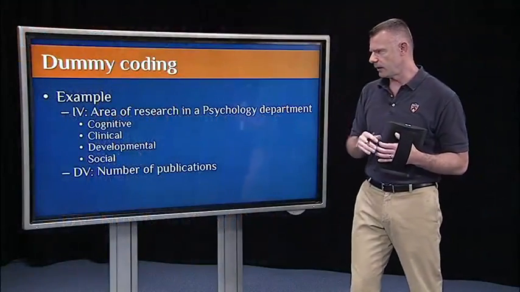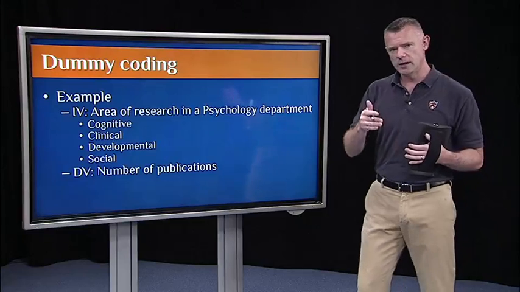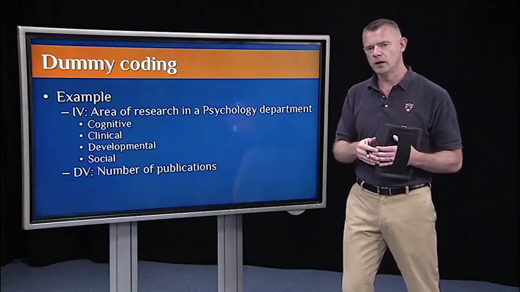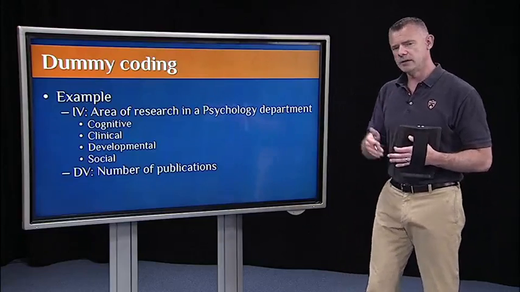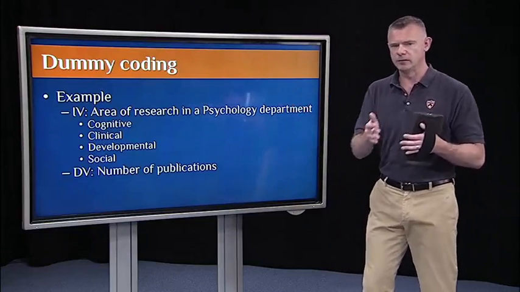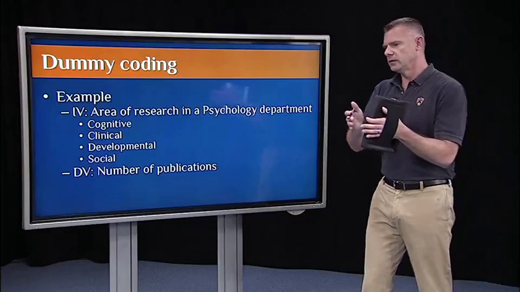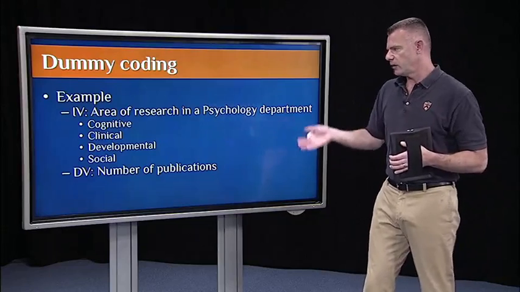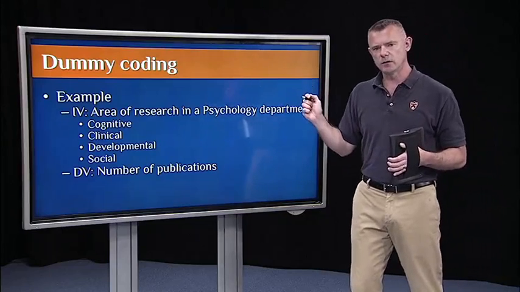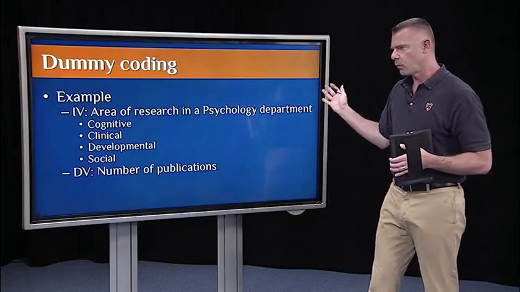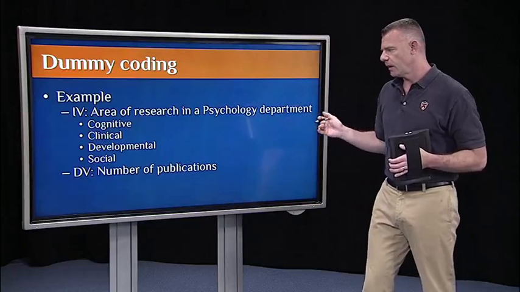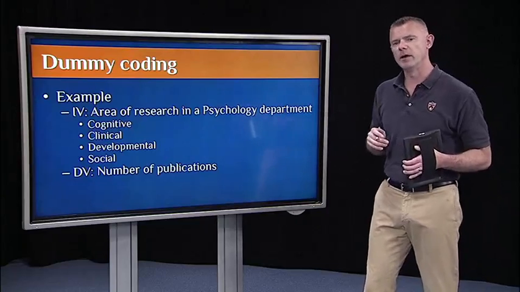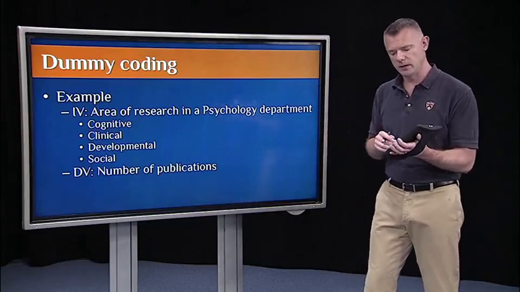And imagine that that categorical predictor is what area of research a psychology professor engages in. So typical psychology departments have some cognitive psychologists, some clinical psychologists, some social psychologists, and so on. Imagine I can just code each professor according to one of these areas or groups, and then look at the number of publications that they have. That's my dependent variable or outcome variable in this example.